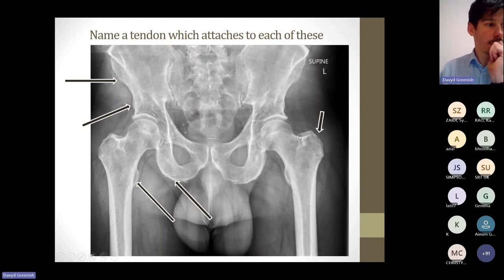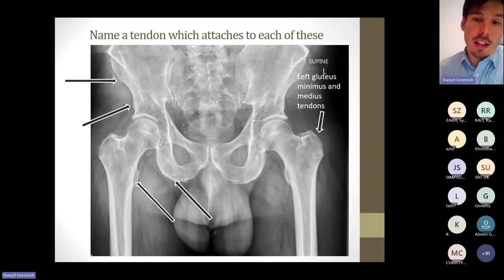Let's keep a little eye out. So this is your left greater trochanter. And so you've got two, yeah, lovely, got some correct answers there. So you could say gluteus minimus, could say gluteus medius, and it said name a tendon, so it's inferred that this is a tendon, so very good. And make sure you're saying left in this circumstance. You would drop a mark if you didn't say left.